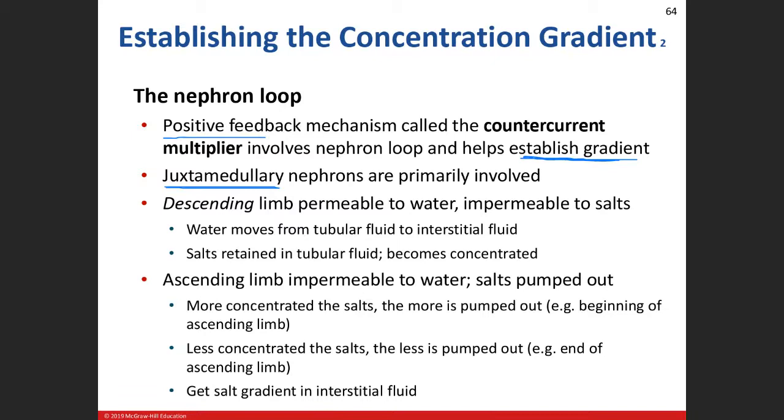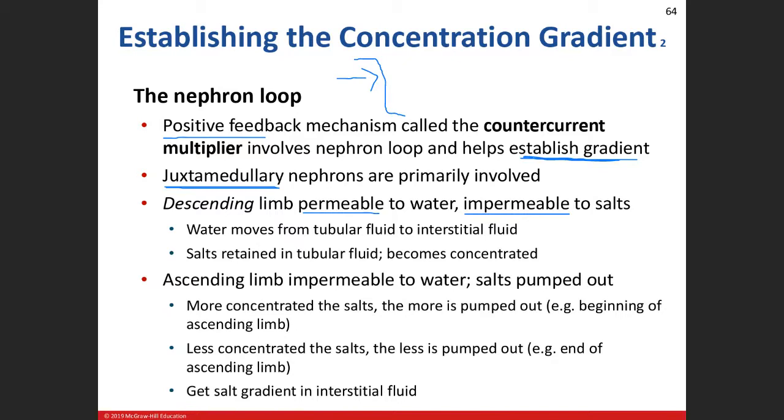In our loop, you had the descending limb. That's this part that goes down. Put this in your memory banks: your descending limb is permeable to water, but impermeable to salts. So water can move in and out of that, but the salts cannot. What's the salt? Sodium chloride.